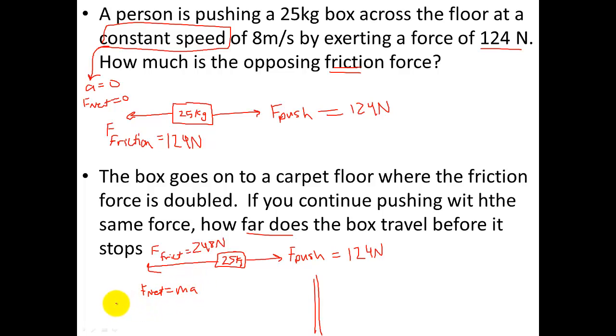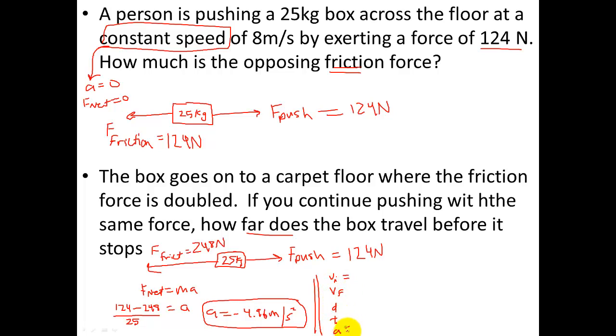So we have a force forward of 124, and backward, or negative, 248 equals m times acceleration, and I'll divide both sides by m, and the m was 25. So I subtract the two forces, then I divide by the mass, and if we type this in our calculator, a equals negative 4.96 meters per second squared. In this case, it's negative because it is going opposite of the way that we were pushing it, and it will be slowing down.